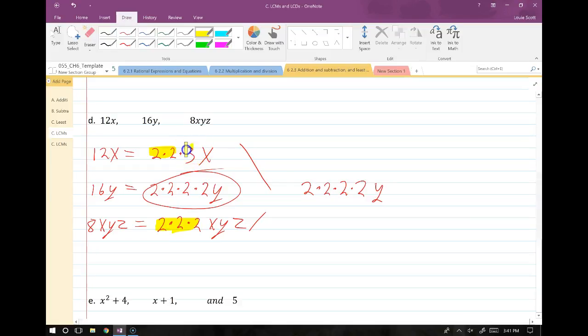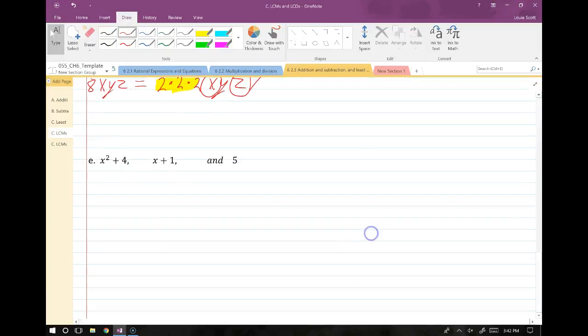The only thing that's not in there is this three and a couple of the variables. So we multiply by three, and we're also missing the z and the x. That's it. There is your common multiple. And that is 16 times 3. I don't know, it's something. So this guy, it's 48.